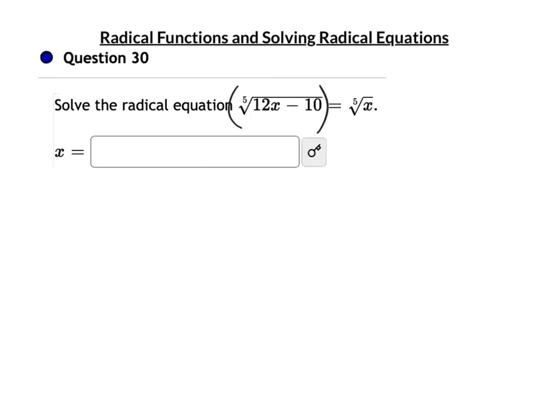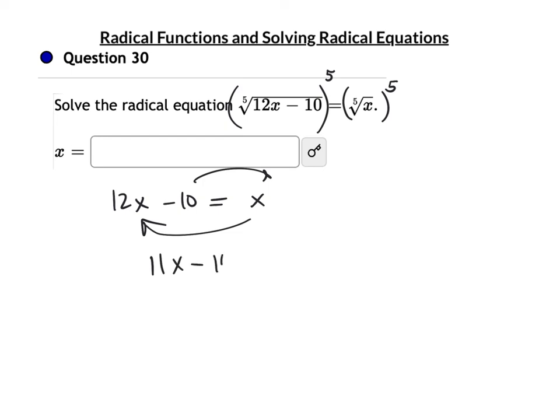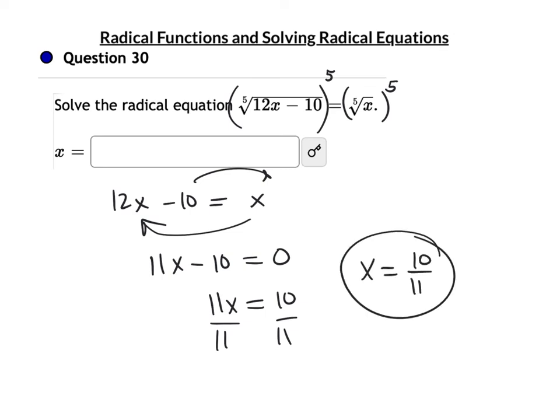Question 30, to eliminate that fifth root, we'll take a fifth power. And we're left with 12x minus 10 is equal to x. Let's move the 10 over there and the x over here. We'll subtract an x, and it's 11x minus 10 equals 0. We'll add 10 to both sides. 11x equals 10, and divide by 11. X is 10 over 11, 10 elevenths.